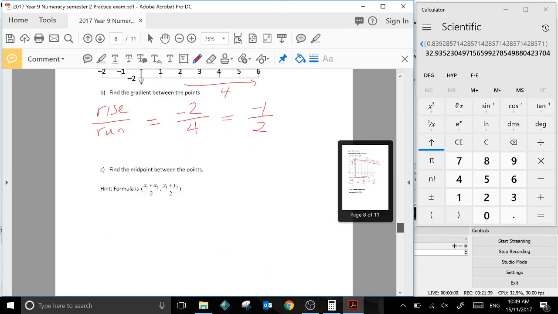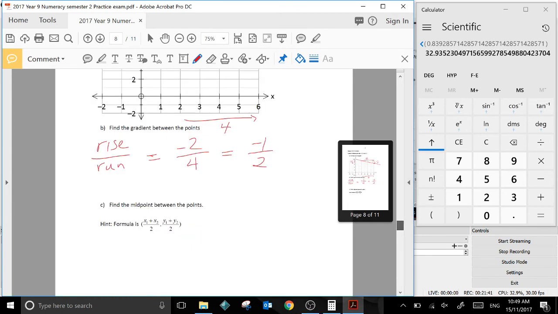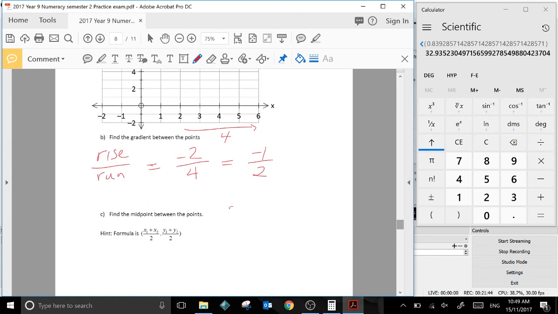Now the question says, find the midpoint. And there's a formula there. I'm actually going to write these points again. One of them was 2, 9, and the other one was 6, 7. Now to find a midpoint, what these little 1s and 2s in this formula refer to is that I'm going to call this point 1 and this one point 2, which means this is the x value of point 1 and the y value of point 1, and this is the x value of point 2 and the y value of point 2.